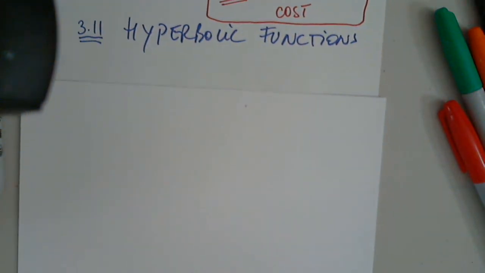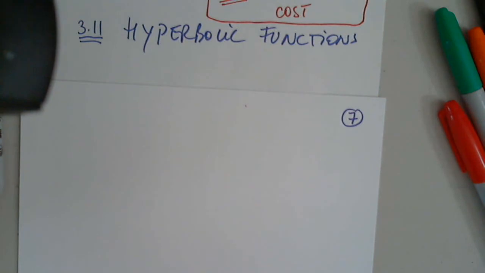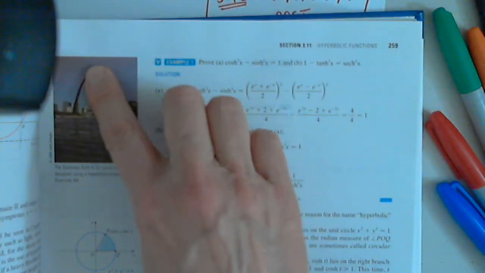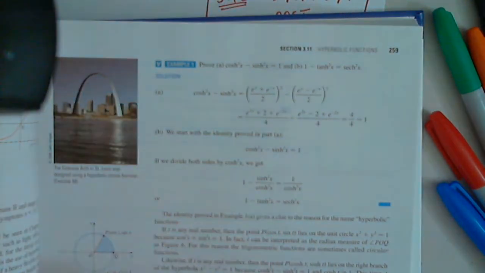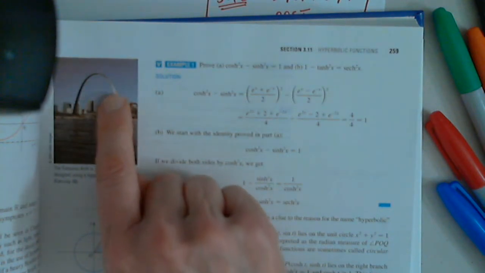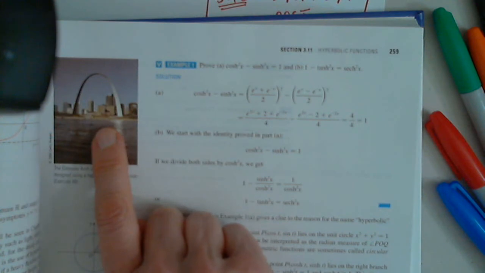What are these? Do we really need more functions? Don't we have enough? Well, here's a very nice picture in the book. I have never been to St. Louis, but I hope you can see the arch. I have never been, as I said, but this is made using a hyperbolic cosine function.